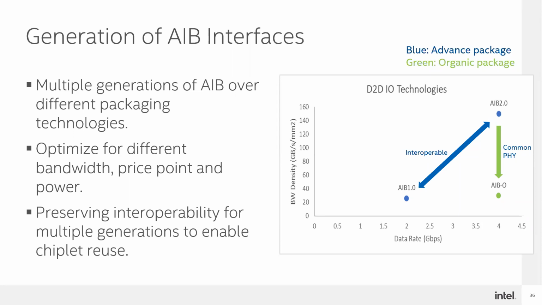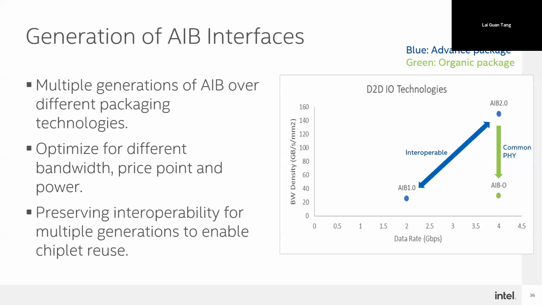One key thing that I'd like to highlight is that we have been able to preserve the AIB interoperability between multiple generations, right? And this has been key for us to enable chiplet reuse. Next slide, please, Dave.